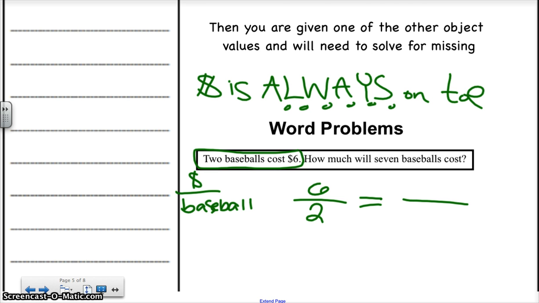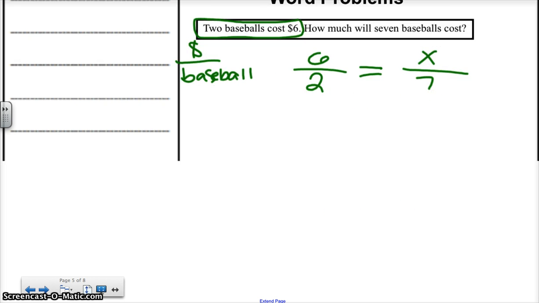Is 7 going to go on top or bottom? Bottom. Baseballs are on bottom. Variable in the unknown. Now I set up the proportion. 2x equals 42. X equals 21. There are multiple strategies to solve this. I'm only showing you the proportion way. Some of you figure out how much for 1 and then times it by 7. That's okay. It's A-okay.